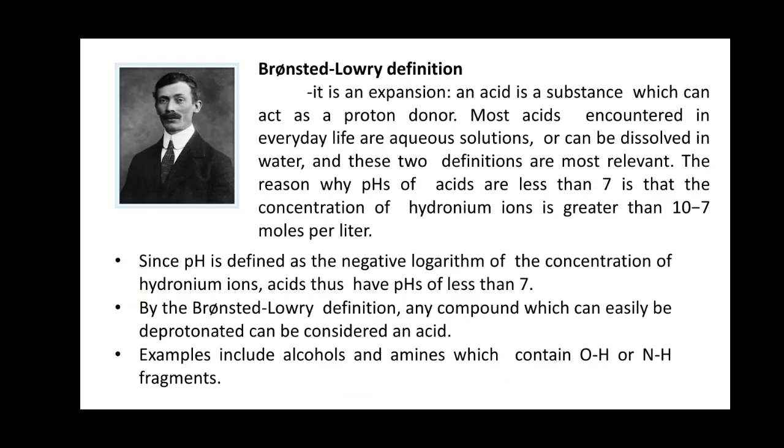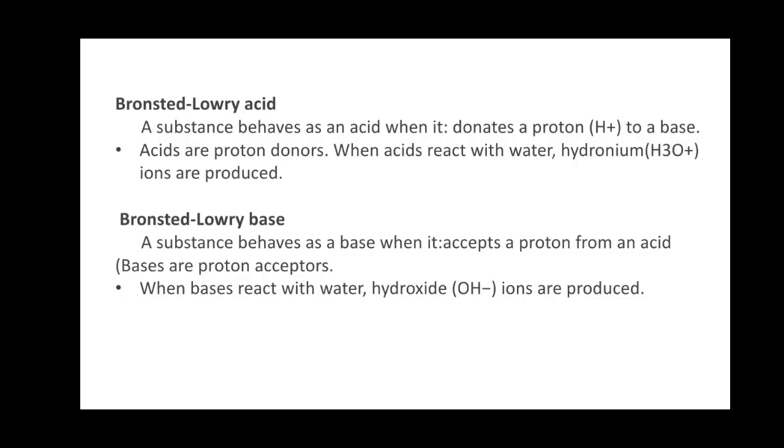By the Bronsted-Lowry definition, any compound which can easily be deprotonated can be considered as an acid. Examples include alcohols and amines, which contain oxygen-hydrogen bonds or nitrogen-hydrogen bonds. So a Bronsted-Lowry acid is a substance that behaves as an acid when it donates a proton to a base. So acids are proton donors. When acids react with water, hydronium ions are produced.